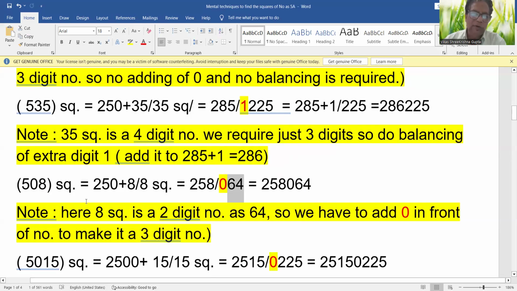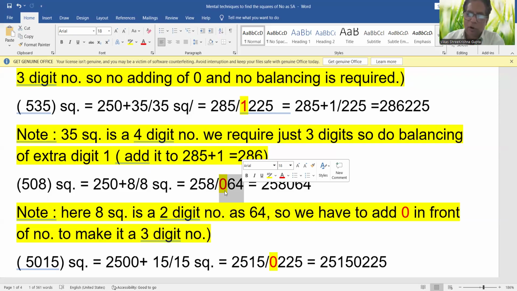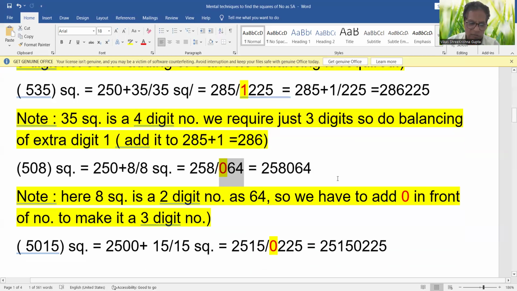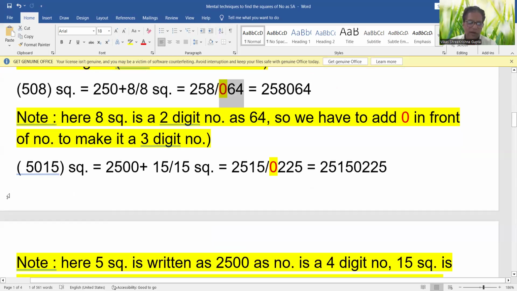Whereas I have told you that 508 being a 3-digit number, I should write a 3-digit number over here. So what will I do to make it a 3-digit number? I will put a 0 before the number. Please remember, put a 0 before the number and not after the number. If you write it after the number, your answer will go wrong. The value of the number is not changed by putting 0 before it. So the final answer is 258064.